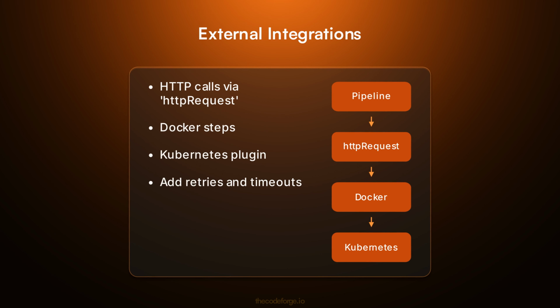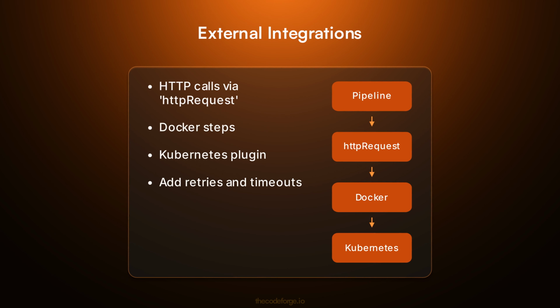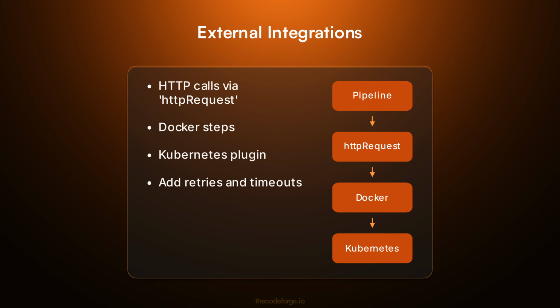Scripted Pipeline can call external APIs via the HTTP Request plugin or Groovy's HTTP client. For Docker, use Docker pipeline steps. For Kubernetes, use the Kubernetes plugin. Always handle API failures with retry logic.